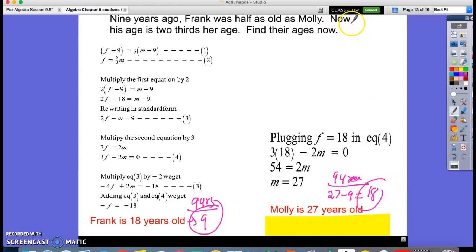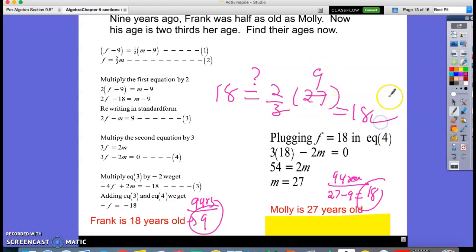And then what is the second condition? It says his age is 2/3 her age. So Frank's current age is 18. So is 18 equal to 2/3 of Molly's age? Yes, right? So 3 goes into 27 9 times. So yes, we got the correct answer.